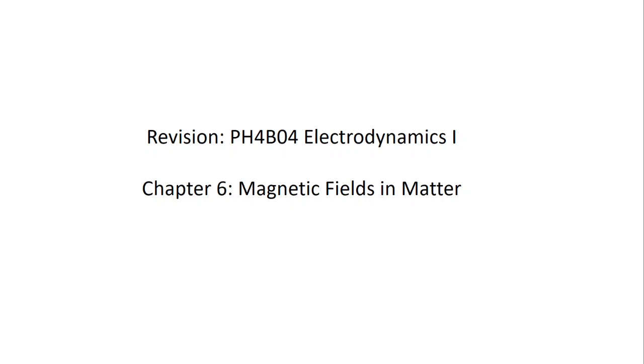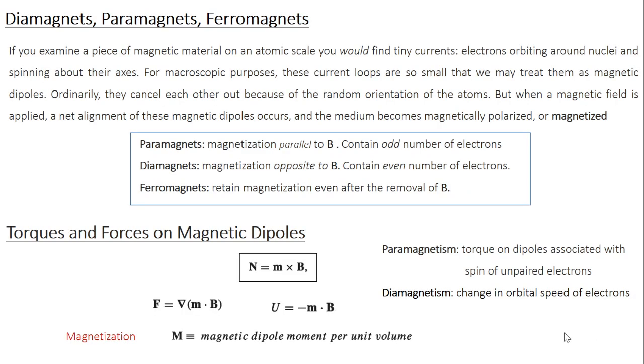In the last class I introduced the concept of magnetic dipoles. A current carrying loop is known as a magnetic dipole, and the product of current and the area of the loop is known as the magnetic dipole moment. Every material in the world consists of such magnetic dipoles, or such current carrying loops.